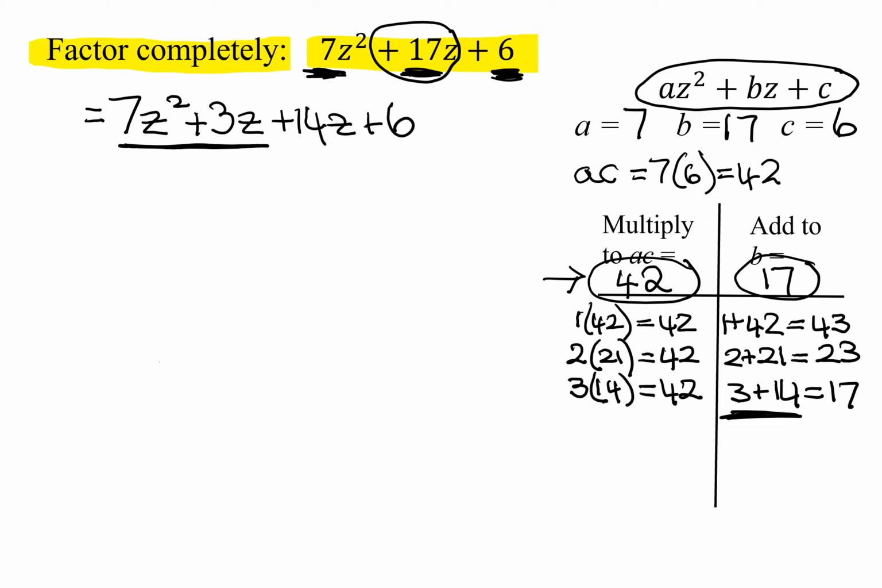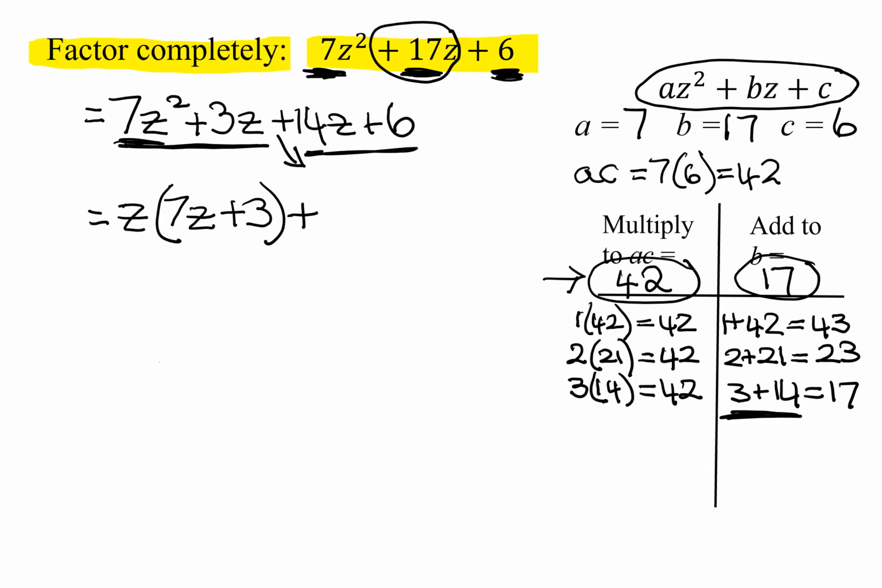So you look at the first 2 terms. What do they have in common? No numbers, but I think they have a z in common. So if I pull a z out of 7z squared, it's going to leave me with 7z. Pull a z out of 3z, it's going to leave plus 3. Then we bring down the middle sign.